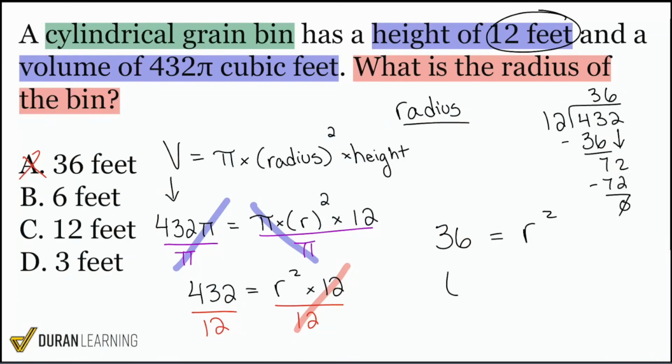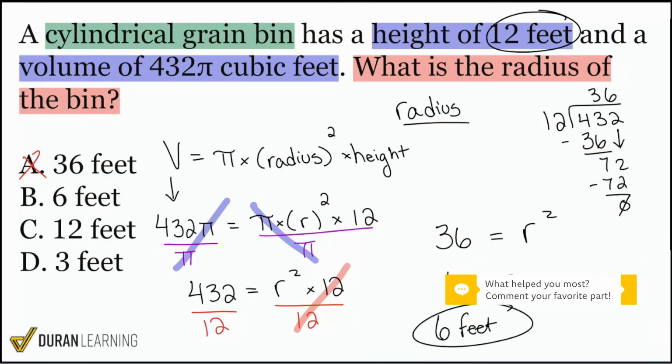Nice and easy. And so there we are. 6 is that answer. After we square root both sides is essentially what we're doing, but that's the opposite of squaring. But nonetheless, we're good. 6 feet is the answer. And that's why answer choice B is correct.